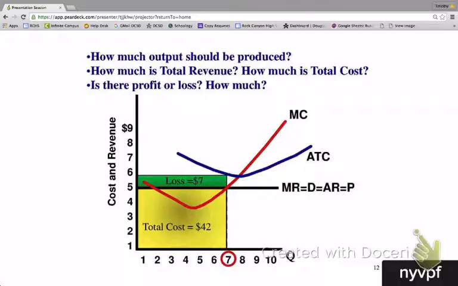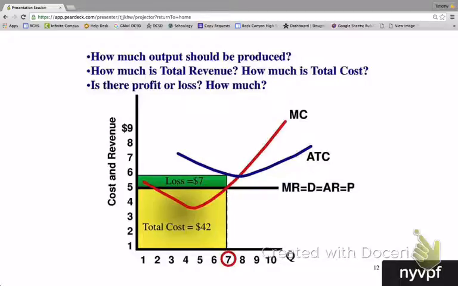How much? Well, notice in this example, when we go to the point where marginal revenue equals marginal cost at a price of $5 and a quantity of 7, notice that instead of the average total cost curve being below the marginal revenue curve, it's above the marginal revenue curve at that point. If average total cost is below marginal revenue, that means we're making economic profit. But if average total cost is above marginal revenue, then we know we are actually making an economic loss. Well, how do we calculate it?